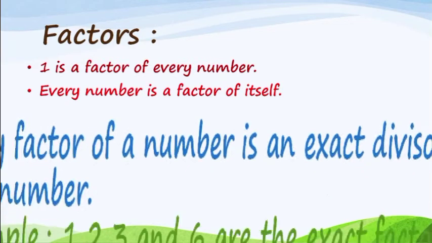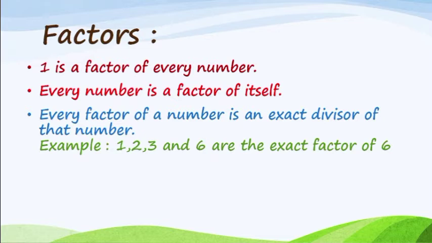Next one, every factor of a number is an exact divisor of that number. Whenever we find a factor of any number, that factor divides the given number completely or exactly. See here, we have just discussed the factors of 6, and we found the factors of 6 are 1, 2, 3, and 6. If I try to divide 6 by 1, it will be exactly divisible.